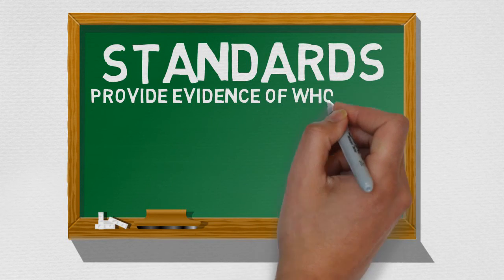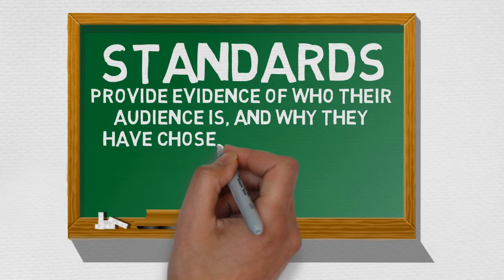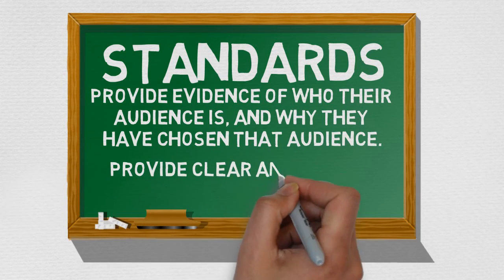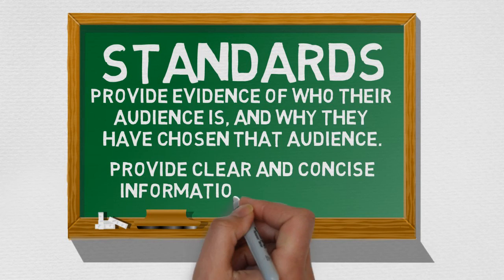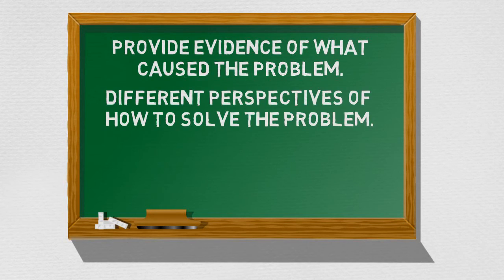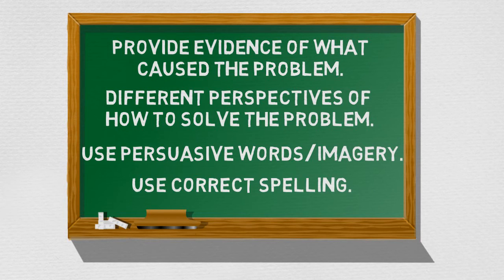And our students will need to provide clear evidence of who their audience is and why they have chosen that audience. Secondly, to provide clear and concise information on the current flying fox problem. Next, students will provide evidence of what caused the problem, followed by different perspectives of how to solve the problem, and use persuasive words or imagery in either their blended media or in their letter, and use correct spelling.